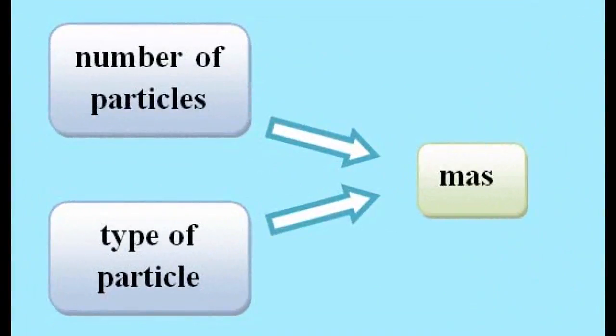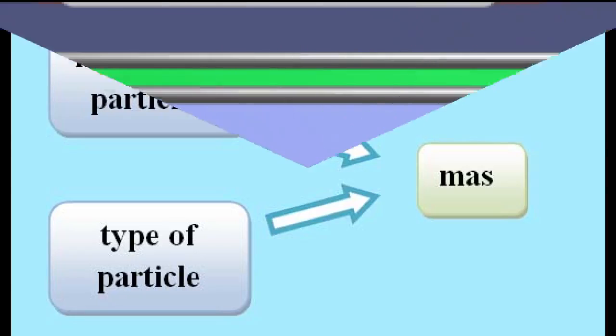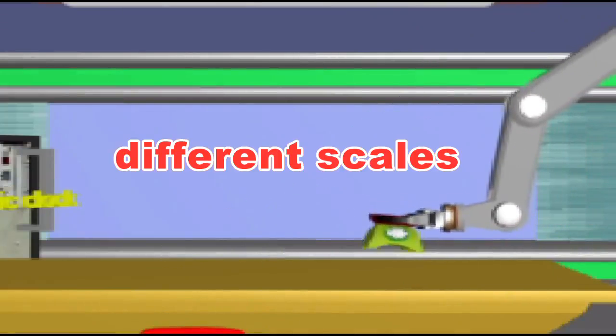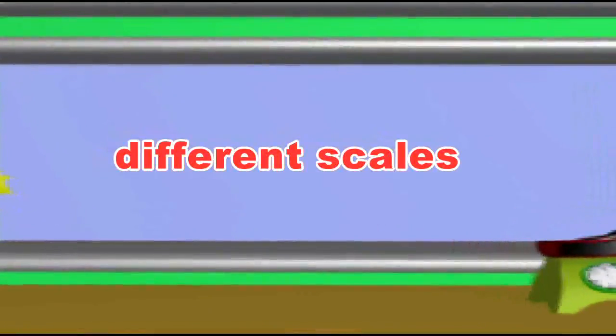Body mass depends on two factors. One is the number of particles that make up the body and the other is the type of each particle. The mass of an object can be measured with different scales.